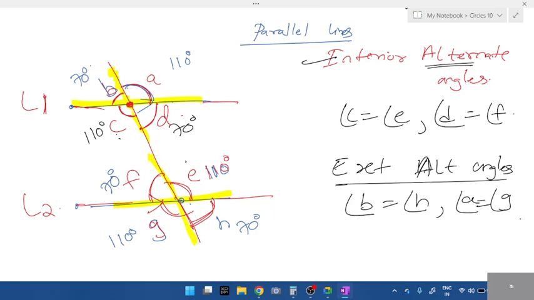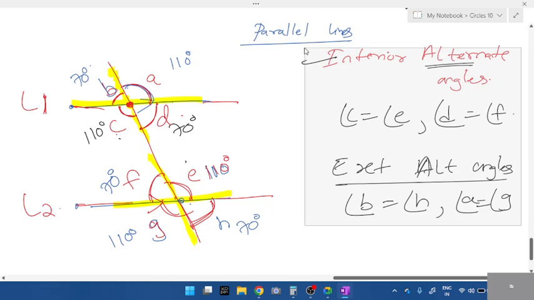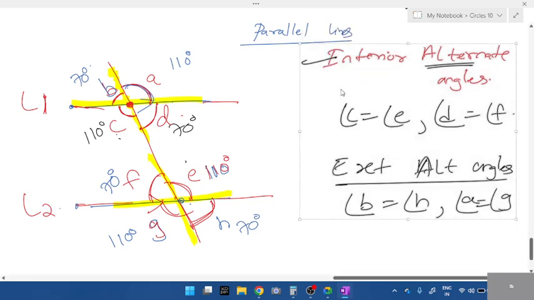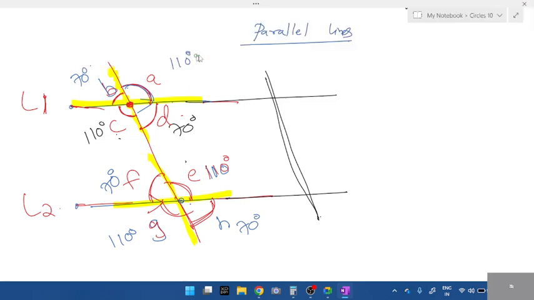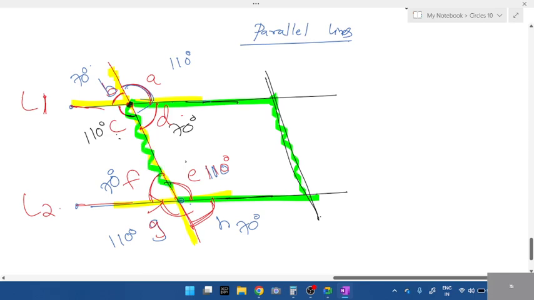Completed? Interior, exterior alternate. Any doubts in this, students? Next, allied angle. Look, I'll tell you why parallel line is important. If I take a parallel line, I'll extend. I'll draw a line like this. I'll name this as C. Observe this parallel line, and there is a line passing like this.